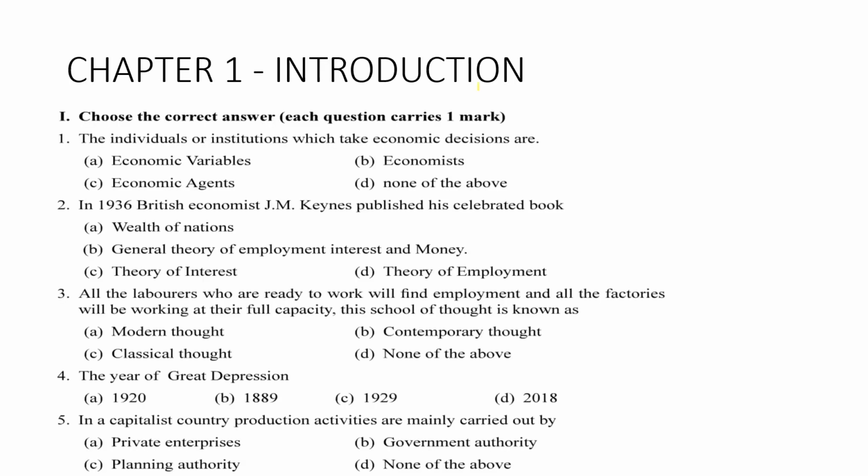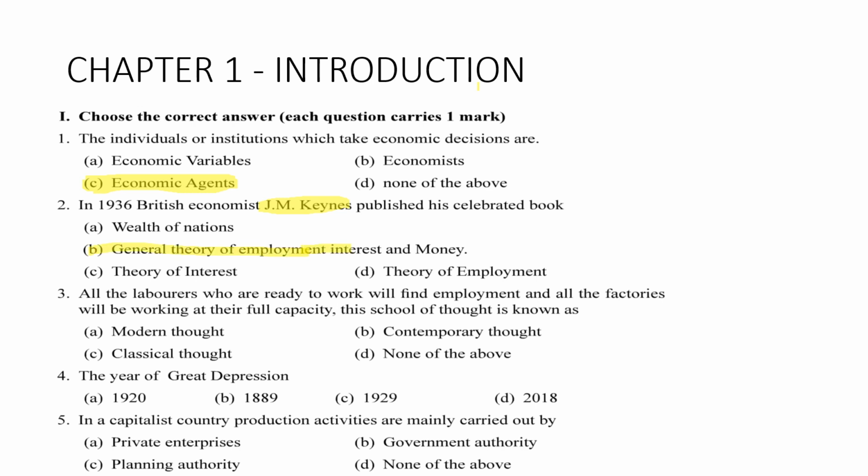Now moving on to macroeconomics. So chapter 1, introduction. Question number 1, the individuals or institutions which take economic decisions are. So we call them as economic agents. Option C. Second one, in 1936, British economist J.M. Keynes published his celebrated book. So what was the name of the book? The name of the book was General Theory of Employment, Interest and Money.